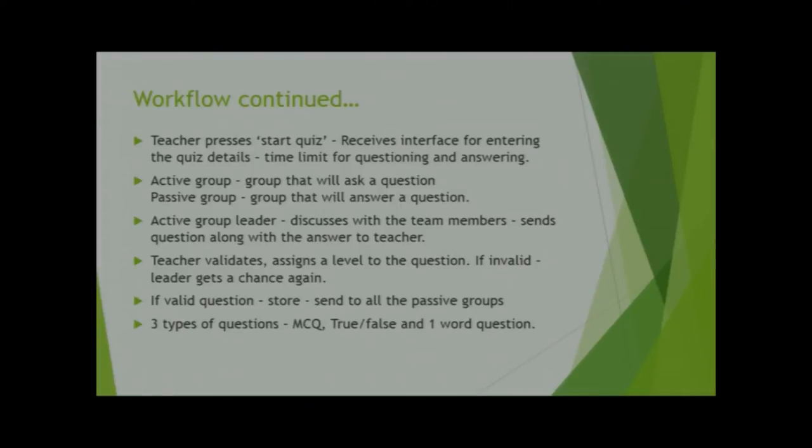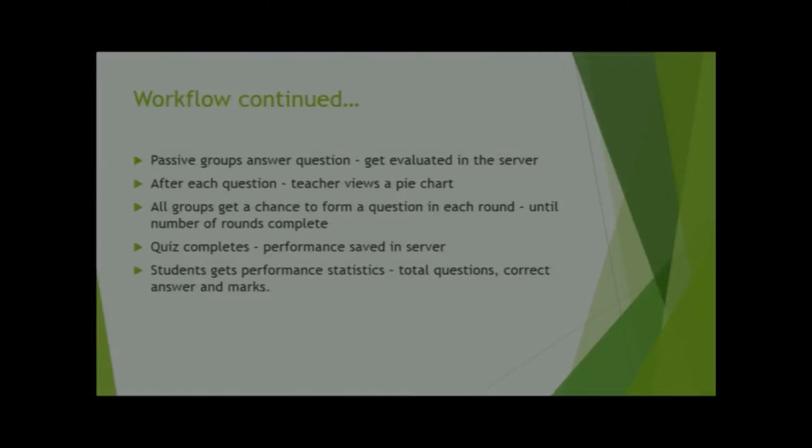The teacher will receive the question and cross check the question for its validity. If she is satisfied with the question, she will press the accept button and give a level. The importance of level will be discussed by Vamshi. Then after the question is accepted, two things will happen. The question will be saved in the server database. Secondly, the question will be forwarded to all the passive group members for performance. All the passive group members will answer the question and send the answer to the server. The server will evaluate based on the marking scheme which Vamshi will again discuss.